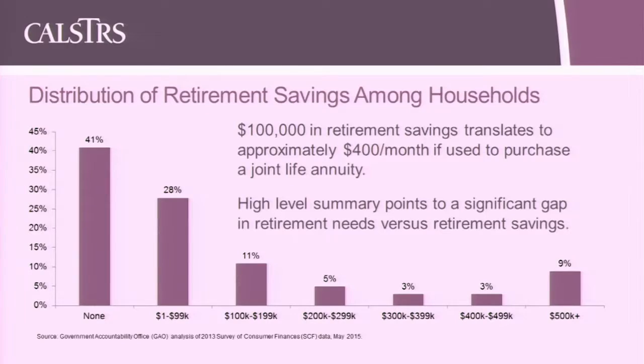So this is just a chart that shows the distribution of retirement savings among households, and the takeaway here is in the low end of the chart. 69% of American households have less than $100,000 saved for retirement. And to anchor that number, if we translate $100,000 into an annuity, an individual can expect to generate about $400 a month in retirement income.